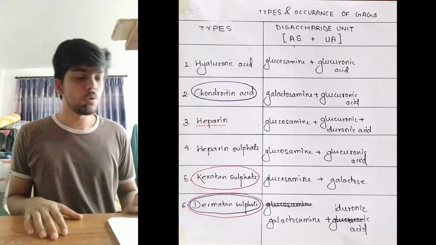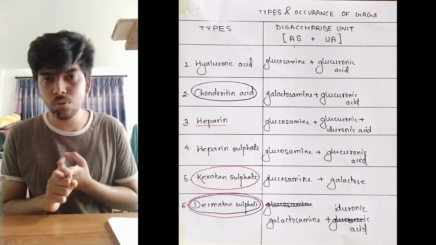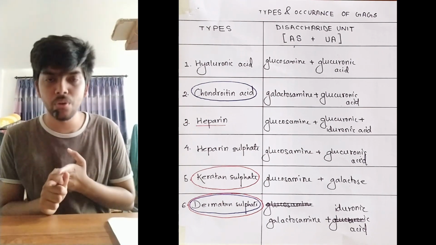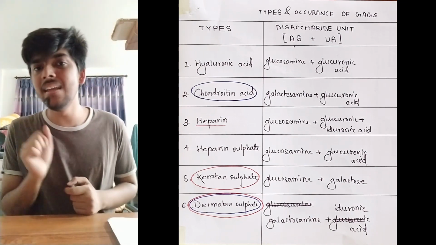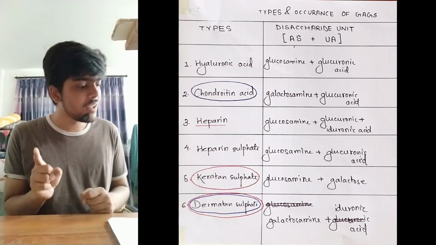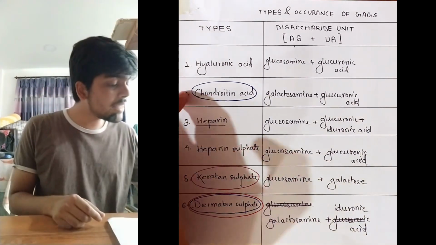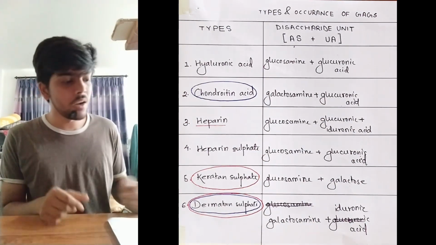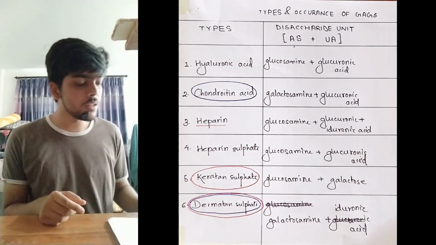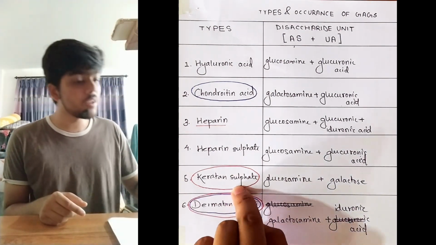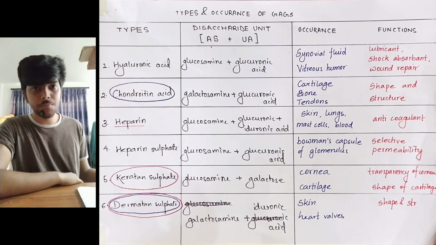Let me repeat everything for you. There's amino sugar plus uronic acid making up the disaccharide unit. Amino sugar is either glucosamine or galactosamine, and uronic acid is either glucuronic acid or iduronic acid. Almost all of them contain glucosamine as amino sugar except chondroitin acid and dermatan sulfate, which contain galactosamine. Similarly, almost all of them contain glucuronic acid as uronic acid except dermatan sulfate, which contains iduronic acid, and keratin sulfate, which does not contain uronic acid. It contains galactose instead. Now let's look at the occurrence and functions of these various types of GAGs.